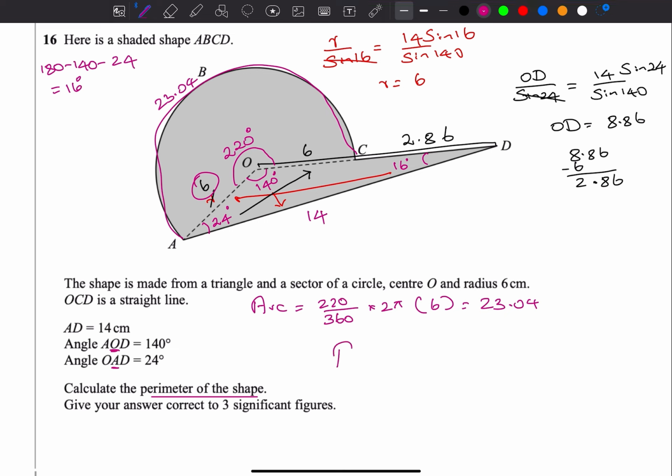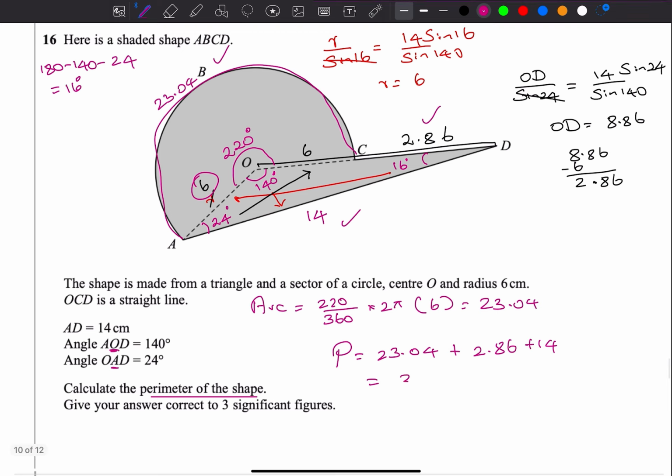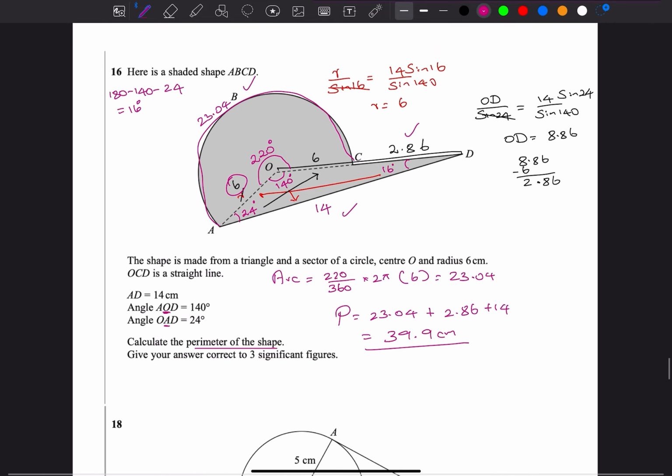So the total perimeter is that 23.04 add 2.86 add 14, which makes it 39.9 to 3 significant figures centimeters. Okay, 39.9 centimeters it is.